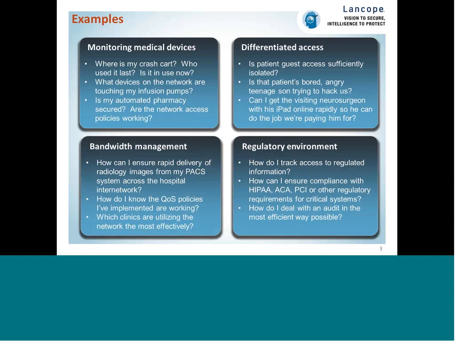And finally, how do I track access to regulated information? Patient data on the healthcare network, of course, is protected by a variety of laws, the most prominent of which is HIPAA. But how do I ensure that this information is properly protected? How can I show who's touching it? How can I respond to an audit? How can I ensure compliance with any current or future regulatory requirement for critical systems, so that I'm ready in case something bubbles up out of, for example, the ACA that lays a new requirement on IT? How do I make sure that my infrastructure is flexible enough to be able to deal with this?